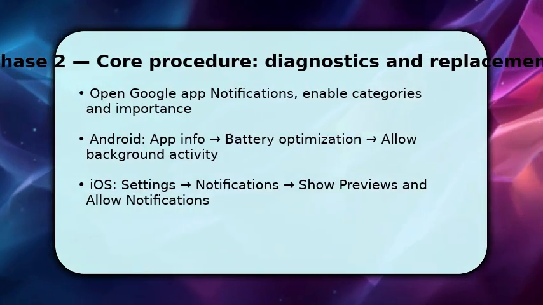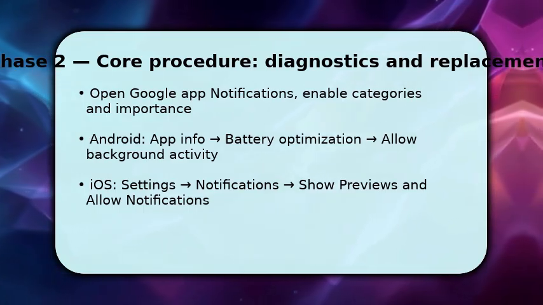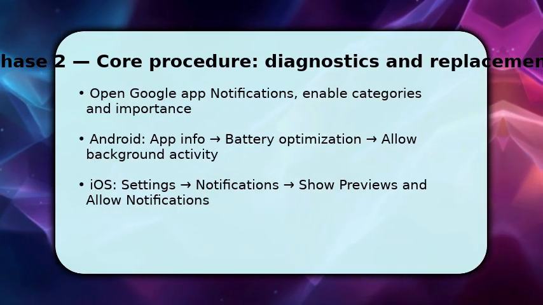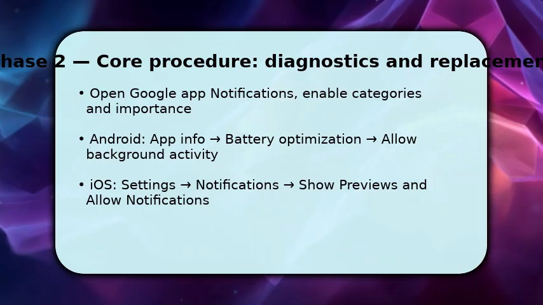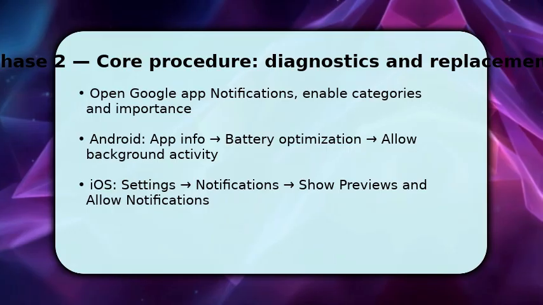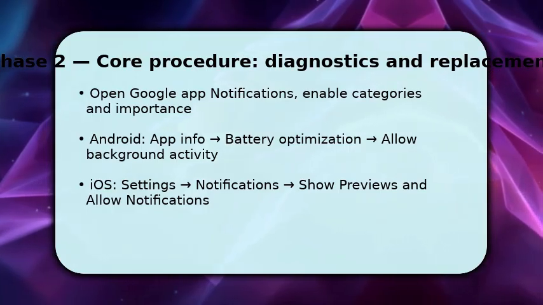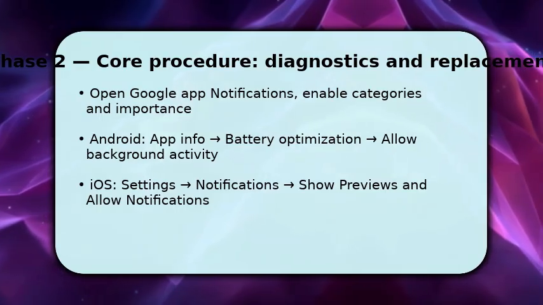On Android, open Settings, Apps, Google, Notifications. Enable each category and set importance to high for critical alerts. Then go to Battery Optimization and exclude Google so background activity is allowed. On iOS, open Settings, Notifications, Google, allow notifications, and set Show Previews to always if you need banners.